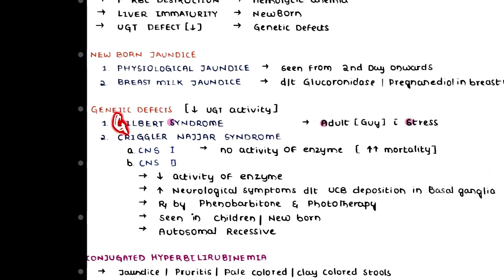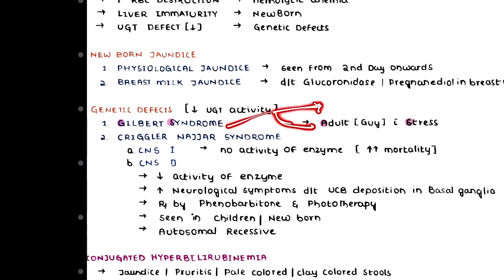So now adult guy, okay, adult guy, and we mentioned the syndrome when we have stress: adult guy with stress, adult guy with young guy after stress. So another thing is this Gilbert syndrome, which results because of two things.